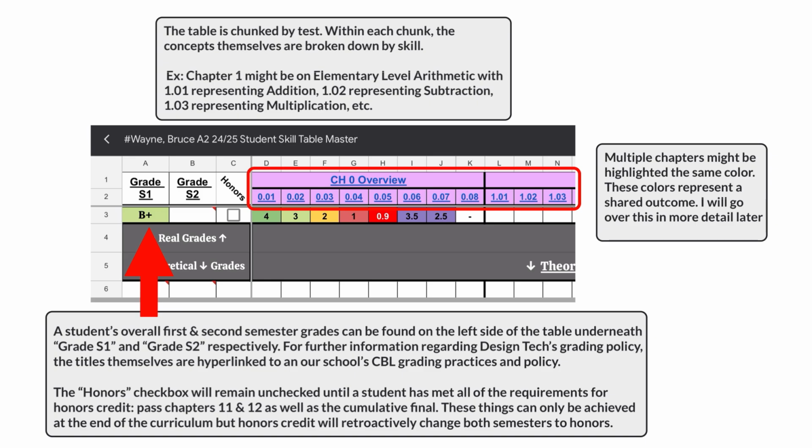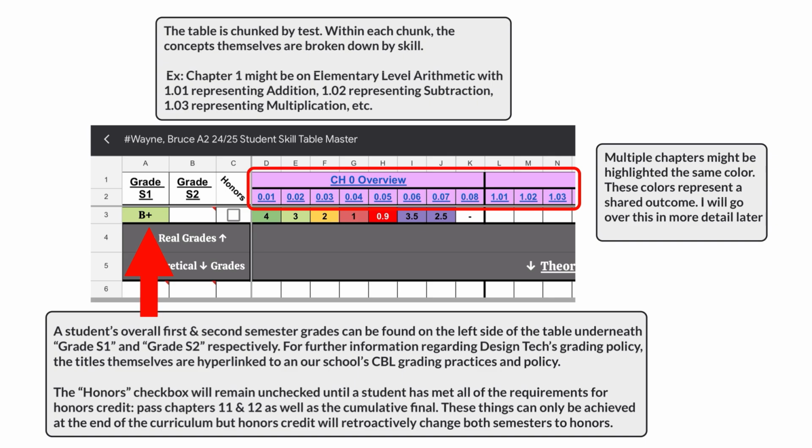Next, a student's overall first and second semester grades can be found on the left side of the table underneath grade S1 and grade S2 respectively. For further information regarding Design Tech's grading policy, the titles themselves are hyperlinked to our school's CBL grading practices and policy. If you select either grade S1 or grade S2, both are hyperlinked to an external D-Tech document that goes through the breakdown on how to achieve whatever grade you want in not just Algebra 2, but in all D-Tech courses.